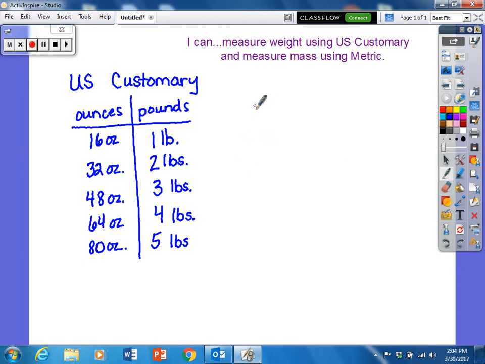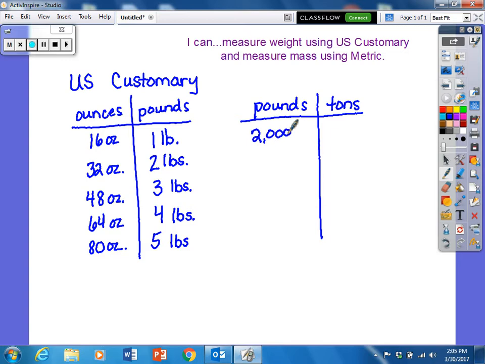We also have pounds and tons. And we often say things weigh a ton, but they really don't, because a ton is 2,000 pounds. And again, pounds is abbreviated LB, and tons is abbreviated with a capital T. So if I have 2 tons, then I would have 4,000 pounds.